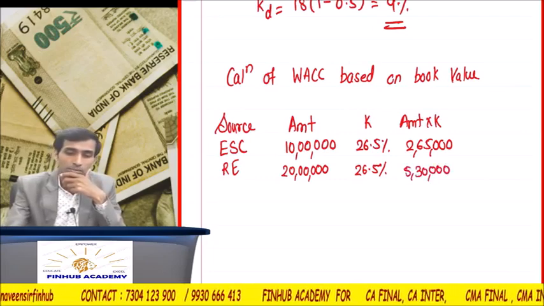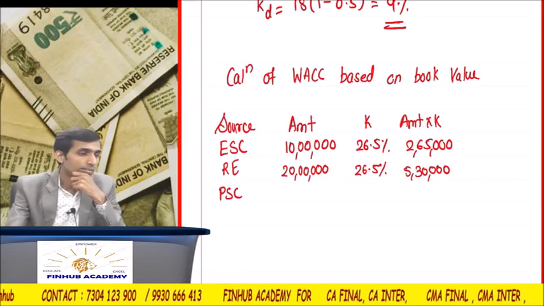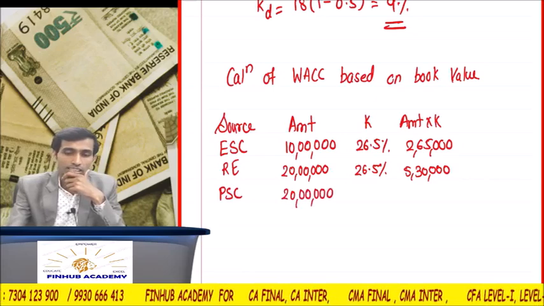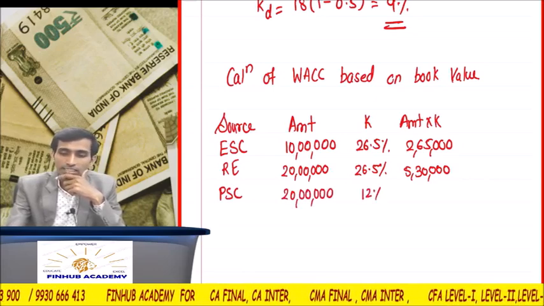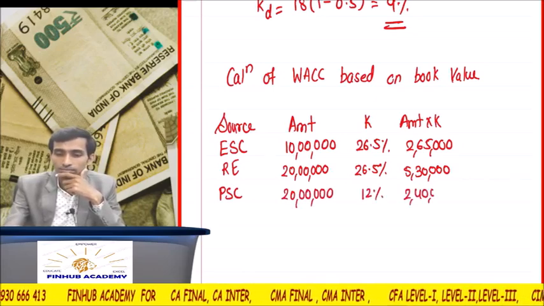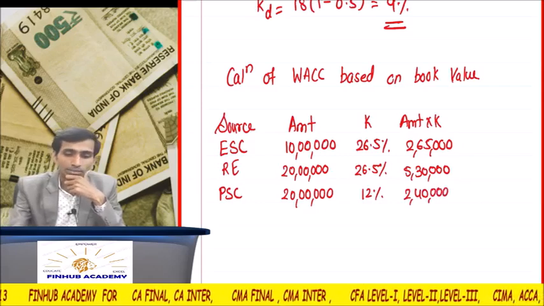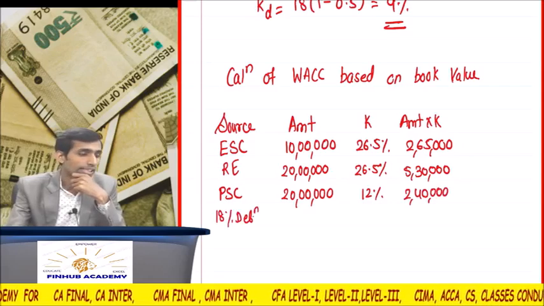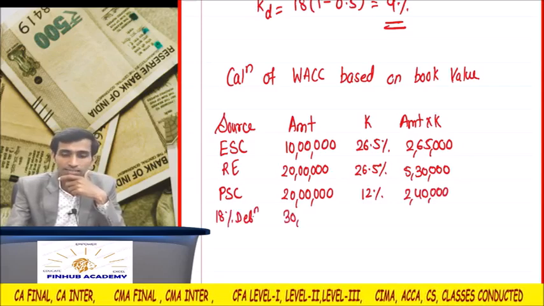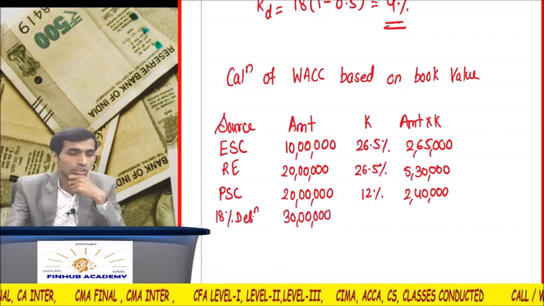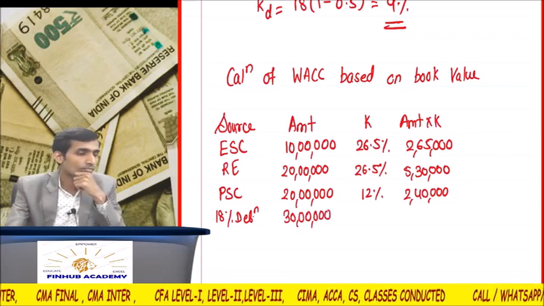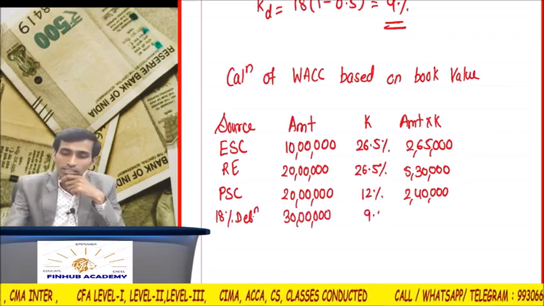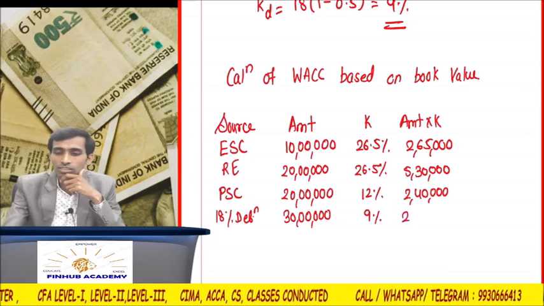Preference share capital is 20 lakhs. So I will take 20 lakhs at 12%, that is 2 lakh 40,000. Then 18% debenture is 30 lakhs. 30 lakhs into K, debenture 9%, so 2 lakh 70,000.